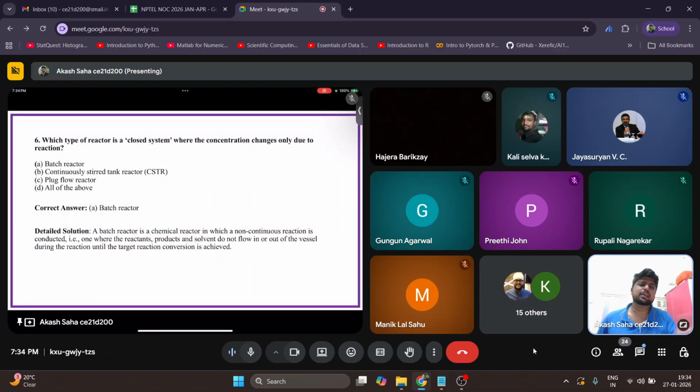One more thing: closing the reactor doesn't mean that it is becoming anaerobic. We can supply oxygen inside the reactor also to keep it aerobic. So not necessarily all closed systems are anaerobic.